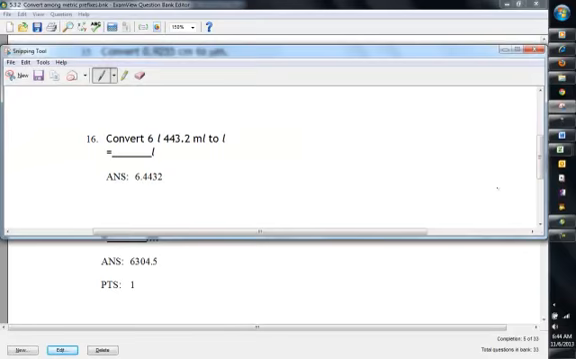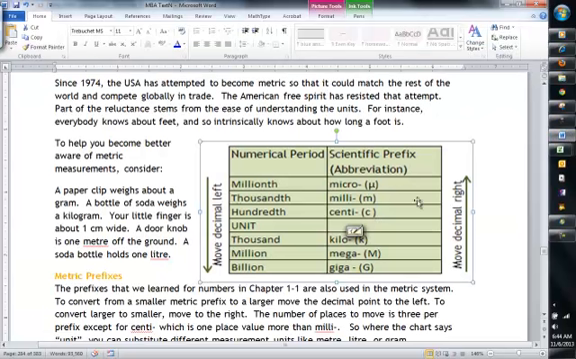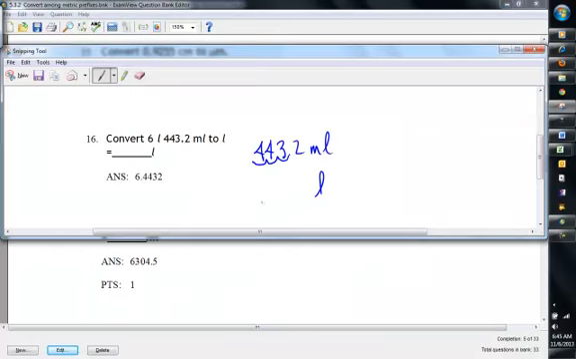Next one. Convert 6 liters, 443.2 milliliters to liters. Well, the liters is already in liters, so we have to convert 443.2 milliliters to liters. Move the decimal point 3 places to the left, because we're going from milli to unit. So our answer is 0.4432. Add the 6 in, makes 6.4432.